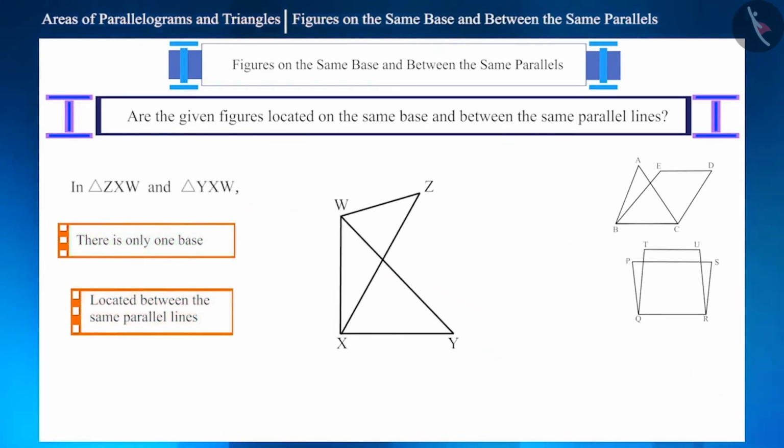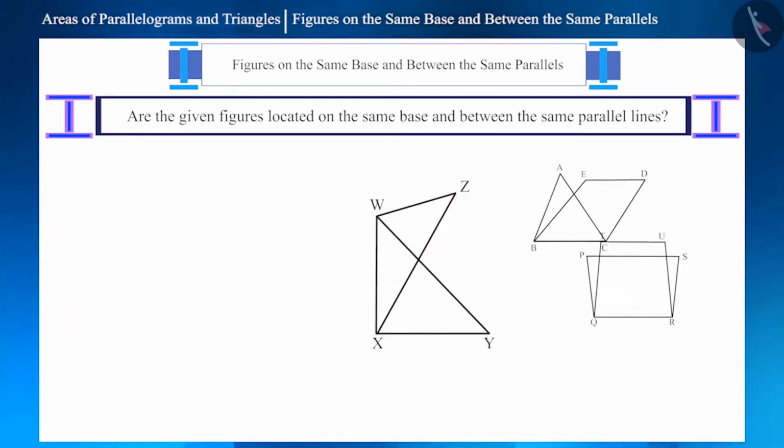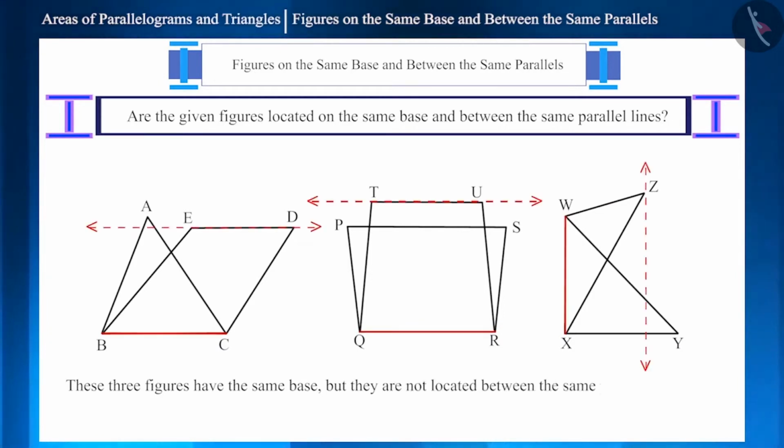Now for the third figure, what do you think about the height and base of these triangles? In these, side WX is the common side. Or we can say that these two triangles have the same base WX. But these are not located between the same parallel lines. This means, while these three figures have the same base, they are not located between the same parallel lines.